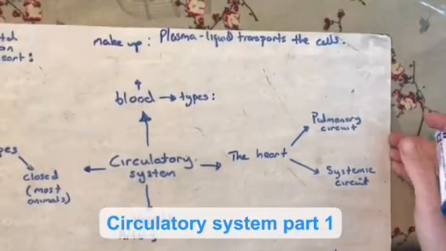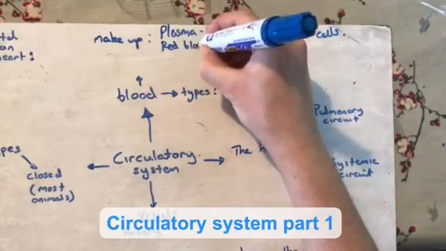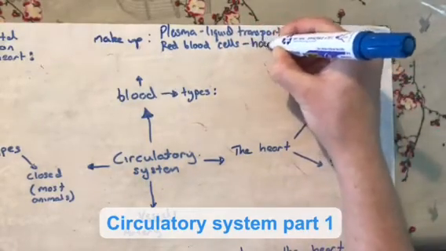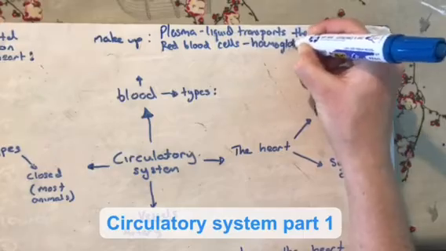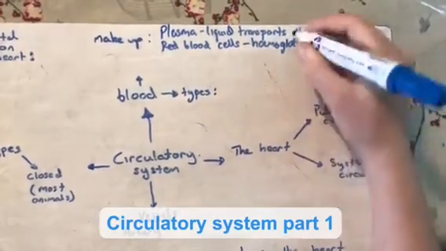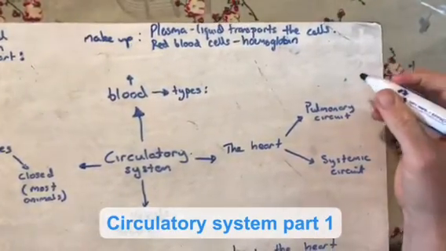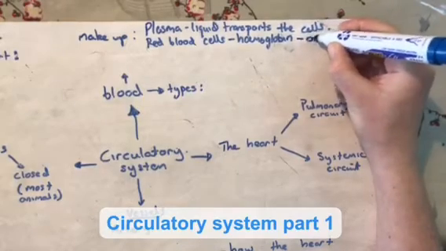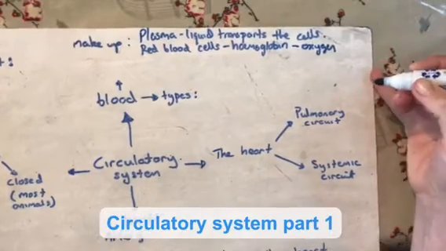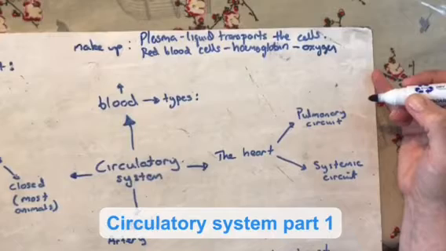Then we have your red blood cells. They contain hemoglobin. That's what makes them red. Hemoglobin is an iron-containing red compound that is there to help transport oxygen. So for oxygen transport, it goes between hemoglobin and oxyhemoglobin in the lungs, and then goes to tissues that don't have enough oxygen and releases it there. So it's your red blood cells.